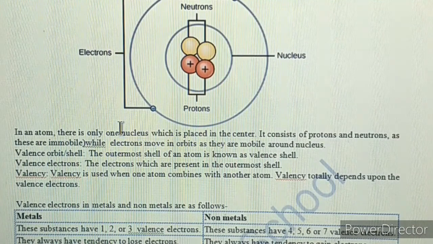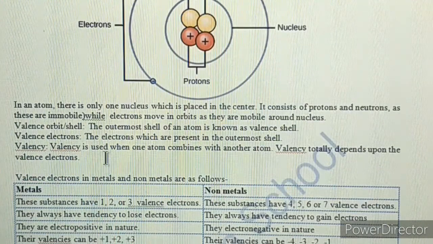Okay, I'll explain one more time that this is the structure of an atom. An atom consists of electrons, neutrons and protons. Protons are positively charged particles. Neutrons are neutral, while electrons are negatively charged particles. The outermost shell of an atom is called the valence shell. The electrons present in this outermost shell are called valence electrons. And valency is used when one atom combines with another atom. So valency totally depends upon valence electrons.